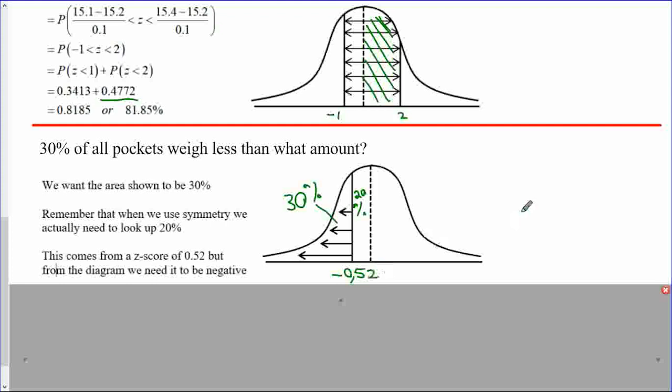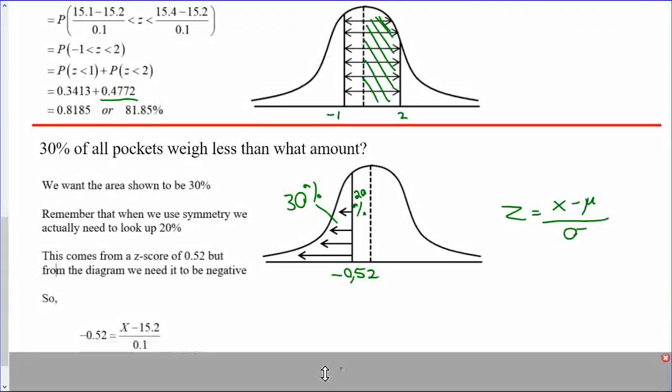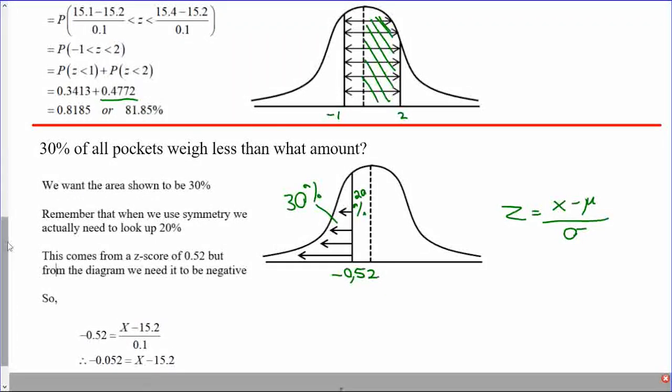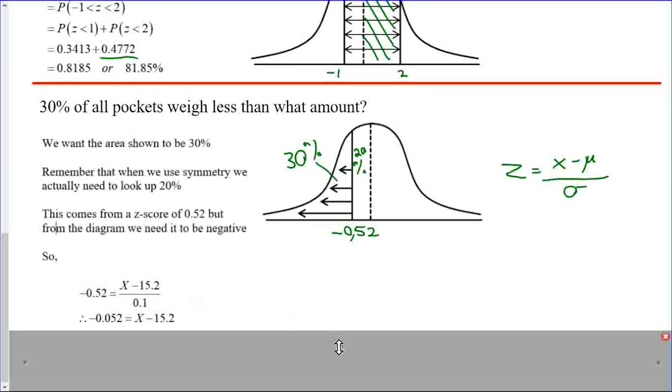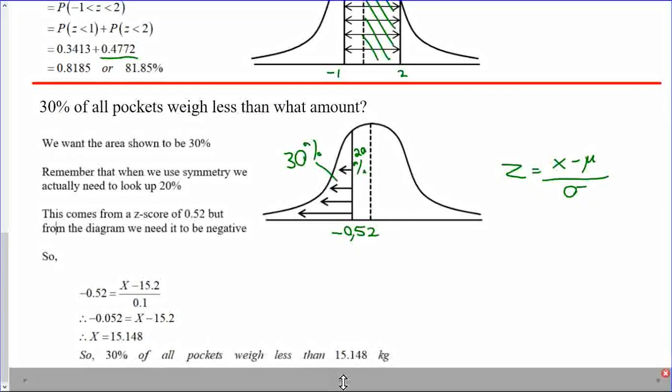Now remember that Z and X are related via this formula. And I know my mean, I know my standard deviation, and I can solve for X. And in fact, I get 15.148. So this score here of 15.148 being an X value rather than a Z value is the weight which we can say 30% of pockets will weigh less than.